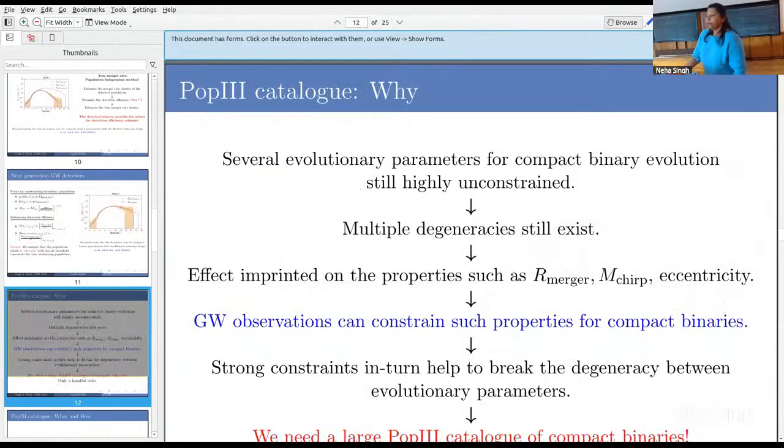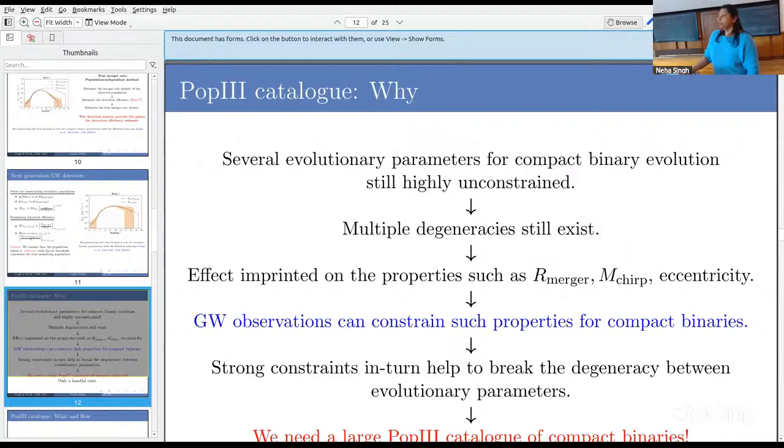So why is this important? Because there are multiple evolutionary parameters. If you change these parameters, you get different populations with different binary masses, different separations, different eccentricities. So essentially, they will have different merger rate densities. So if you can reconstruct these merger rate densities or the chirp mass distributions, then you can go back and constrain the population parameters which resulted in these properties.